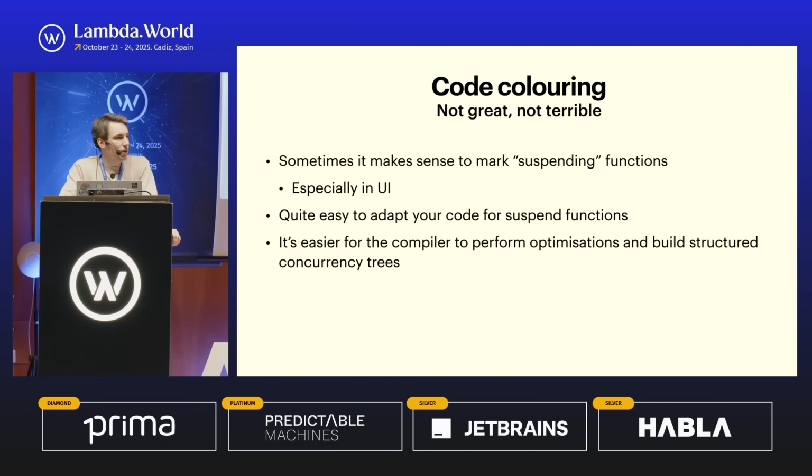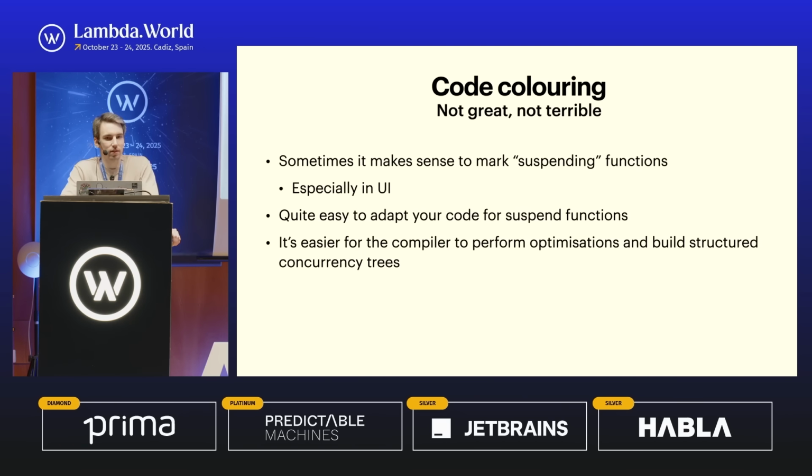It's also important that it's easier for the compiler, because we know at compile time which functions are going to be suspended, so that we can perform certain optimizations and build structured concurrency trees and so on and so forth. While in stackful coroutines, we know this information only at runtime, and we do not have any other option than to just copy the stack and do more expensive stuff at runtime.